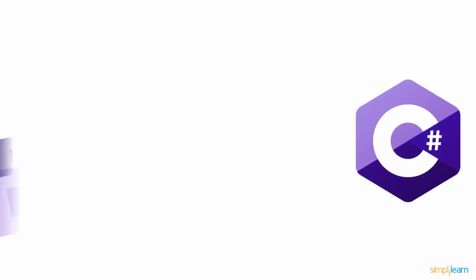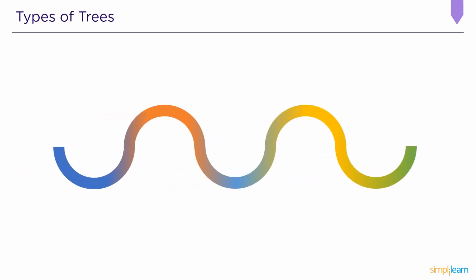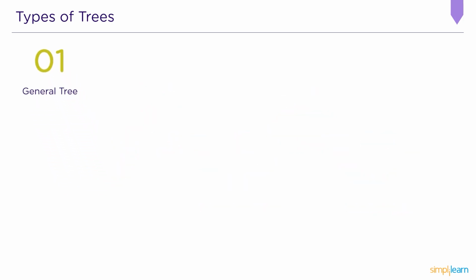Following this tutorial, we will look at the various types of trees. There are 5 types of trees: the general tree, the binary tree, the binary search tree, the AVL tree, and the red-black tree, which is the final or 5th type of tree. Let's look at all of these different types of trees by defining them all. We have the general tree first.